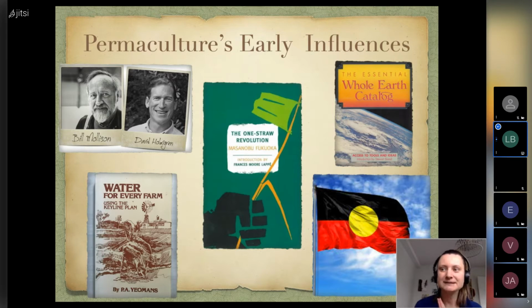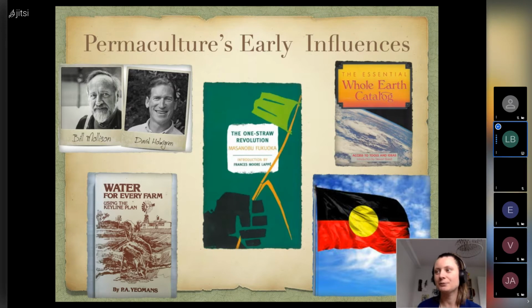And then another big influence was P.A. Yeomans, who wrote a book called Water for Every Farm in 1973. And actually it was in this book where he used the words permanent agriculture to talk about a method of agriculture that was not unchanging, but it was sustainable in a way that it could continue indefinitely without negatively affecting ecosystems and communities. So he actually said permanent agriculture in his book. And that was what inspired Bill Mollison and David Holmgren to coin the term permaculture, which was a contraction at that time of the words permanent and agriculture.